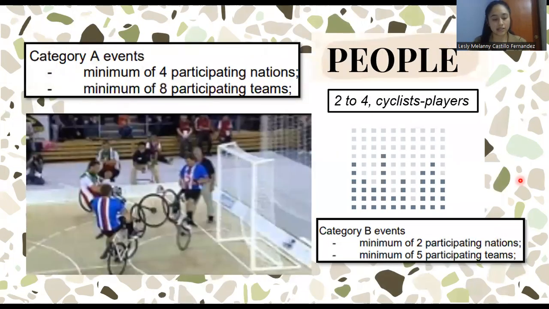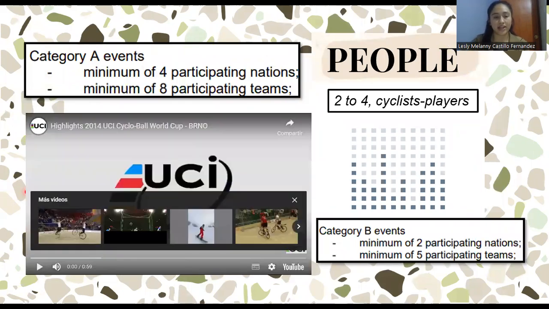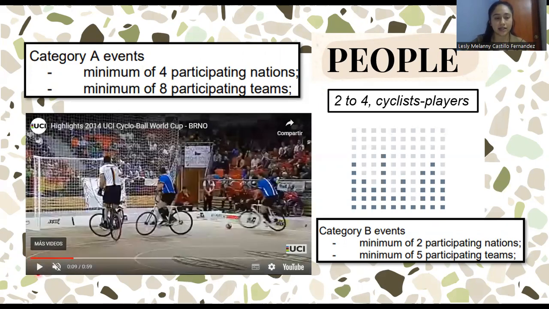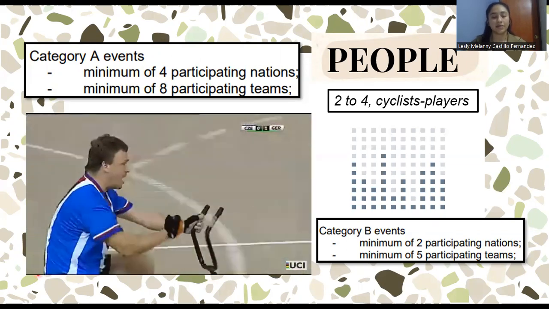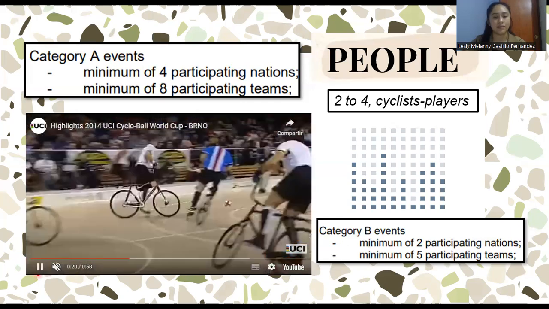And let's continue with the people on the team. There are 2 to 4 players on a team. It's rare to see more than 4 players. Although cases of 5 players have been seen, it's not common, or they are playing an unofficial game. Because as you can see in this video, there are no more than 4 players in the game, or no more than 2 players on one team.